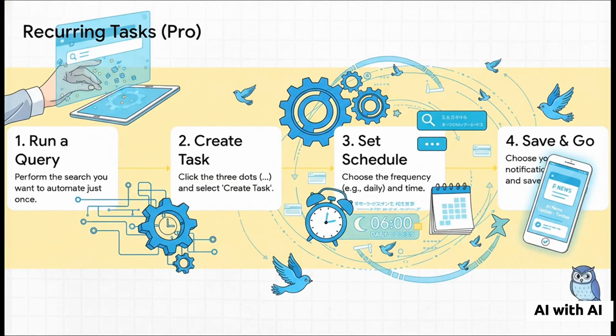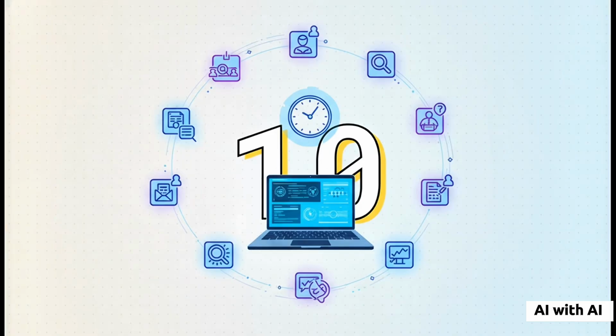Now, for those of you on the Pro plan, you can take this even further with recurring tasks. Imagine you want a daily update on AI news from Twitter. You just run that query one time, click a few buttons to create a task, and then set it to run every single morning at 6 a.m. From now on, that research is done for you automatically, and the results are just waiting on your phone when you wake up. This feature is just so powerful.